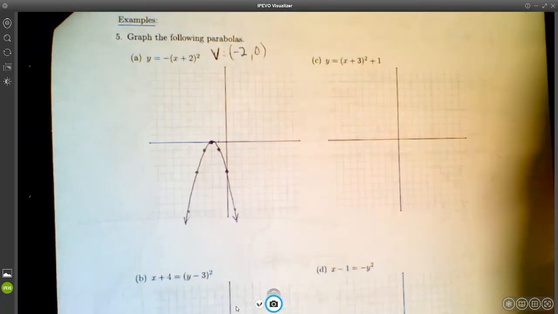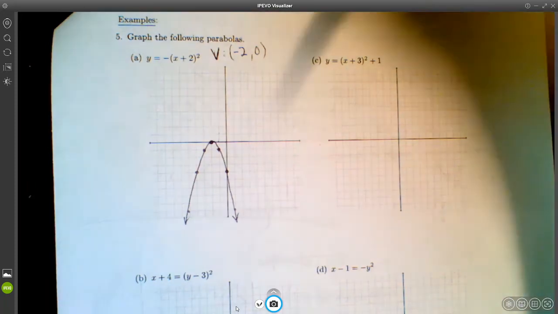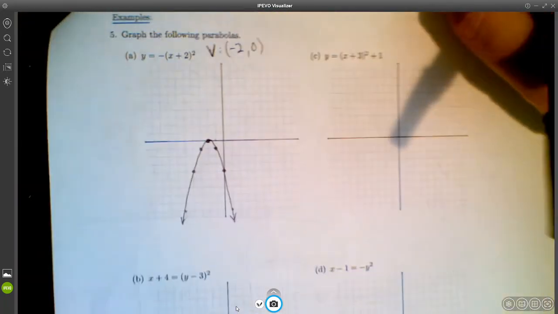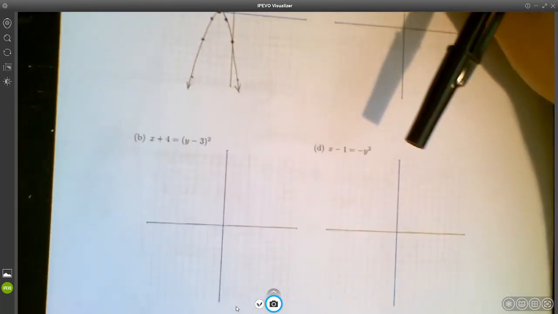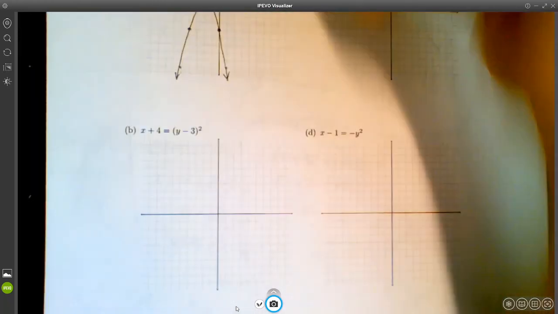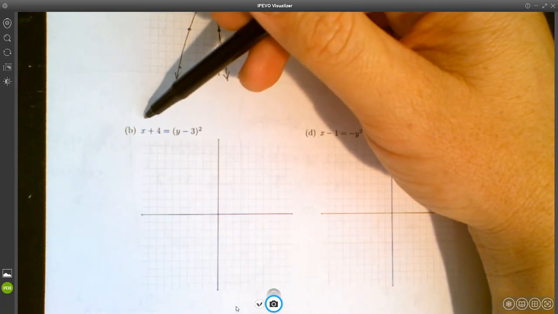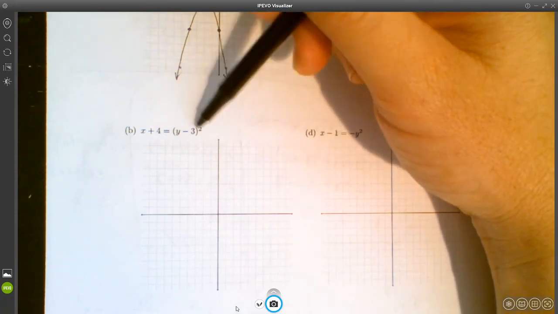Okay, we've been graphing these things during the entire course so far, right? Let's do something like part B. Now this one is new. This one is x plus 4 equals (y minus 3) squared.